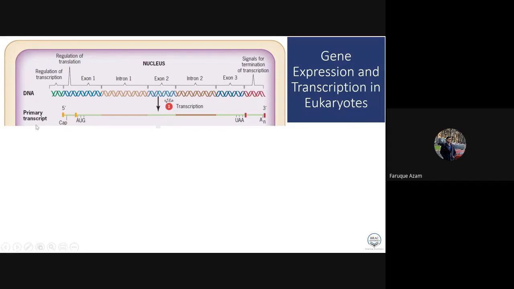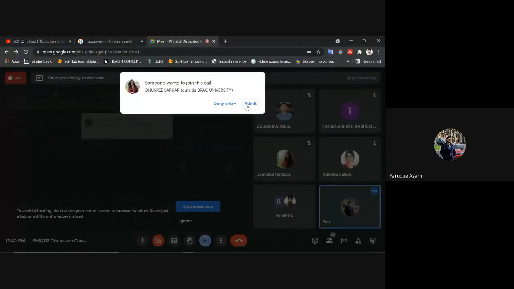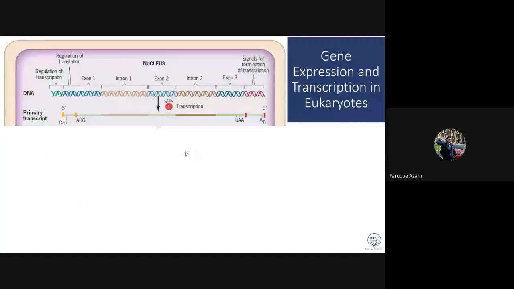But in eukaryotes, this cannot happen because ribosomes reside outside of the nucleus. So the RNA has to come out of the nucleus to be translated.